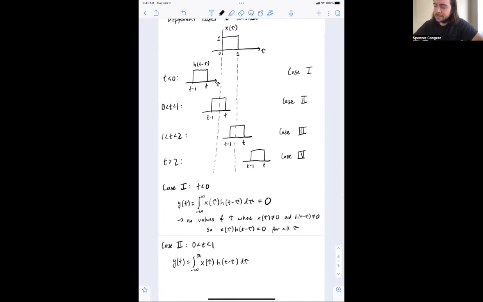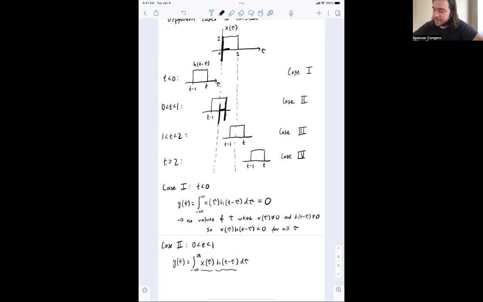Okay, so we're in the second case, and I want to integrate x of tau times h of t minus tau. I want to find all the tau values where both of these functions are non-zero, because if either function is zero, I don't have to integrate there. You can see that the only locations where they're both non-zero are right there. And that's when tau is between 0 and t, right? I have to start at 0 because of this function and go up to t because of that function.